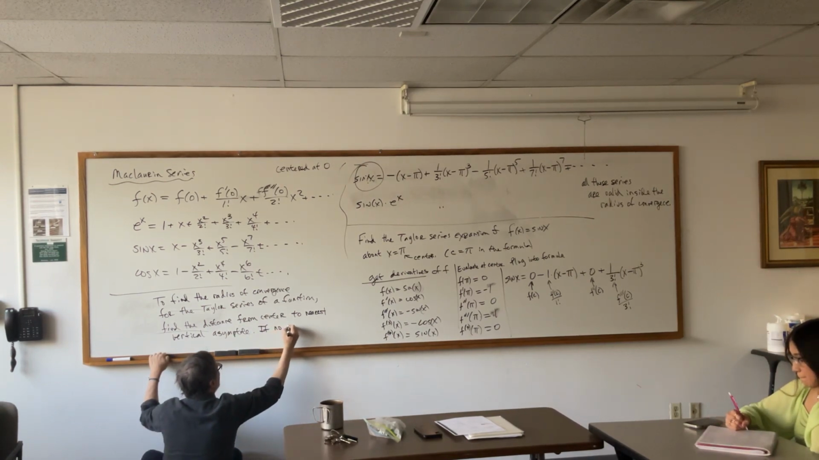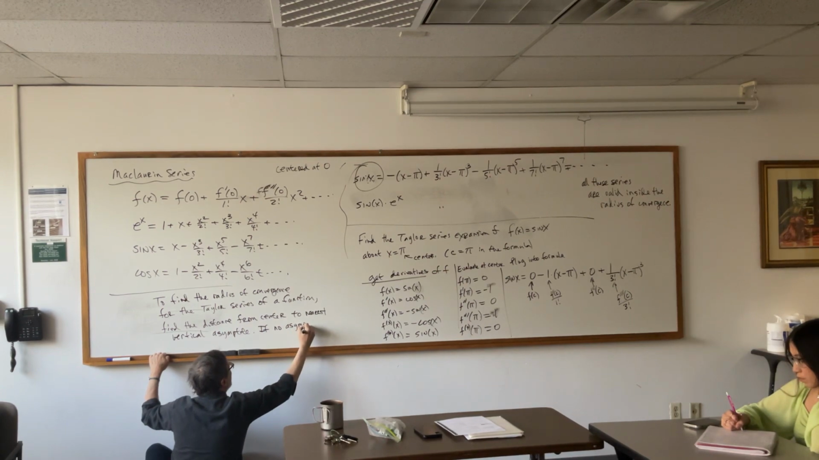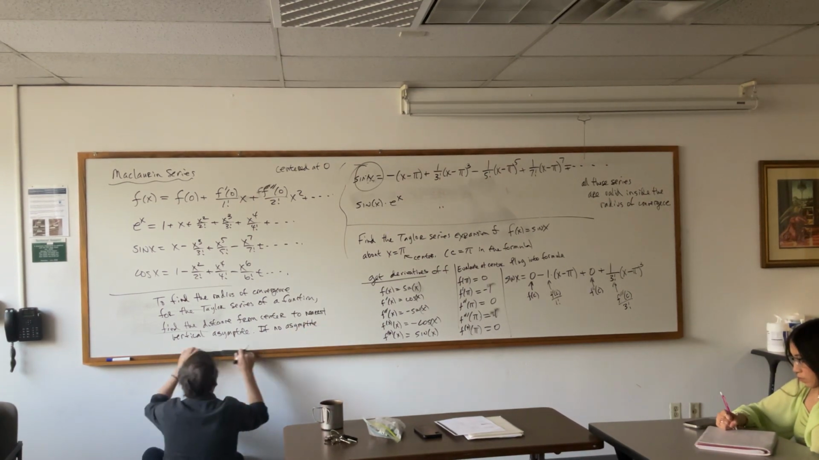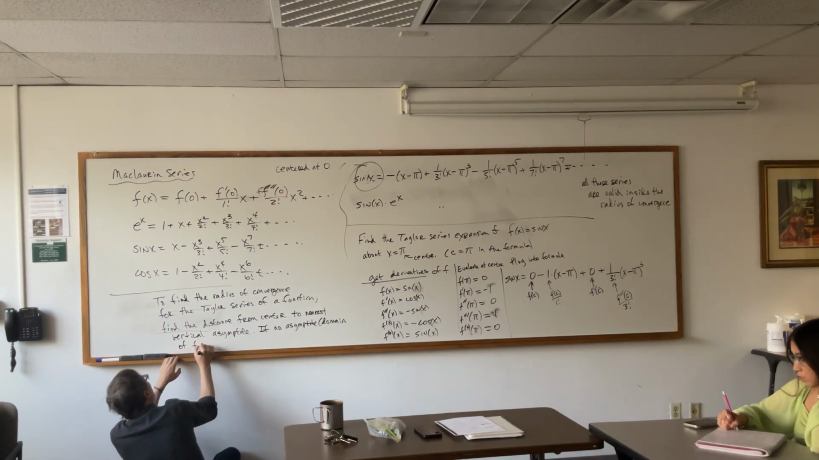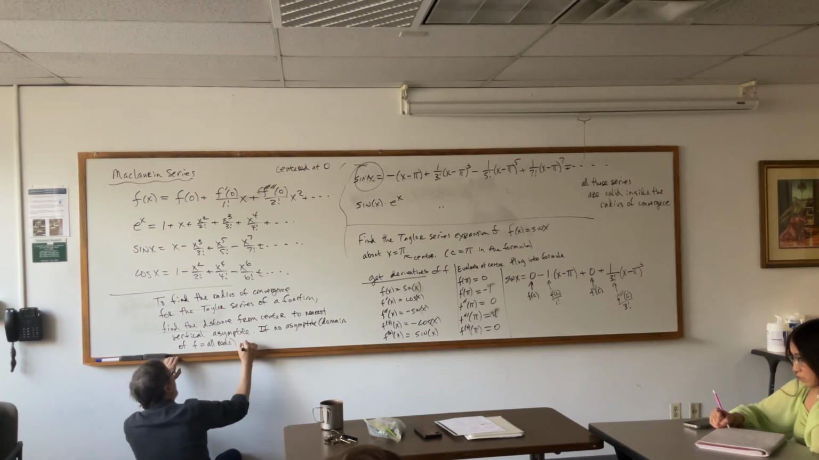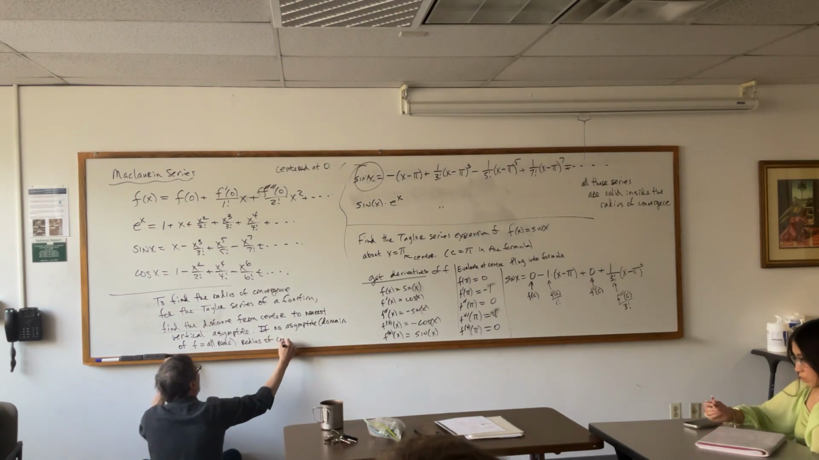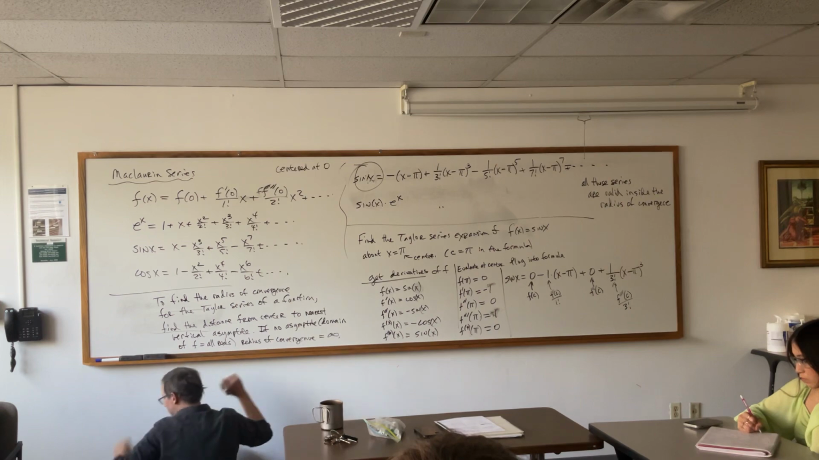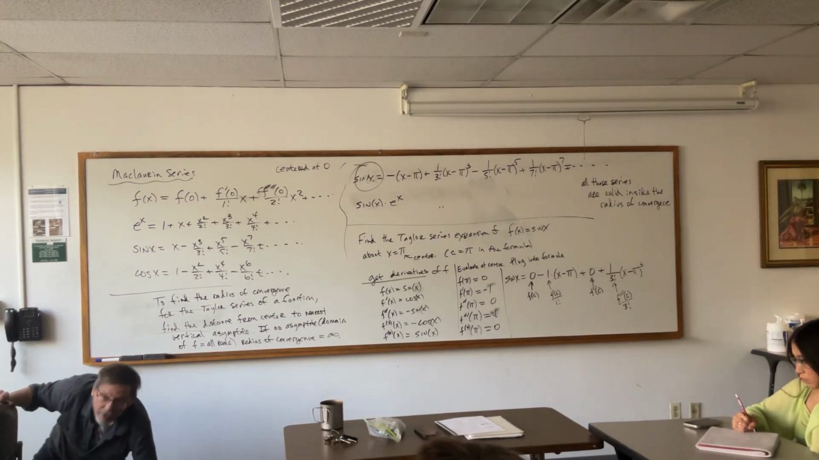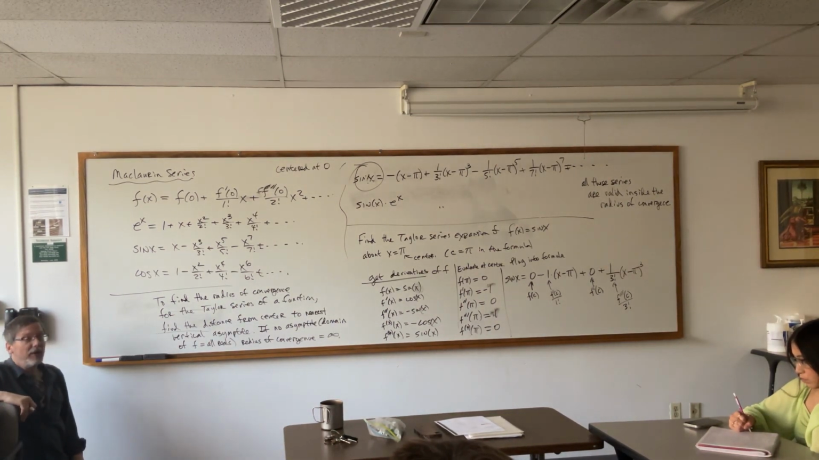If no asymptote, in other words, the domain of the function is all reals. Domain of f equals all reals. Then the radius of convergence is infinity. And all numbers are good. It's a really helpful little trick.